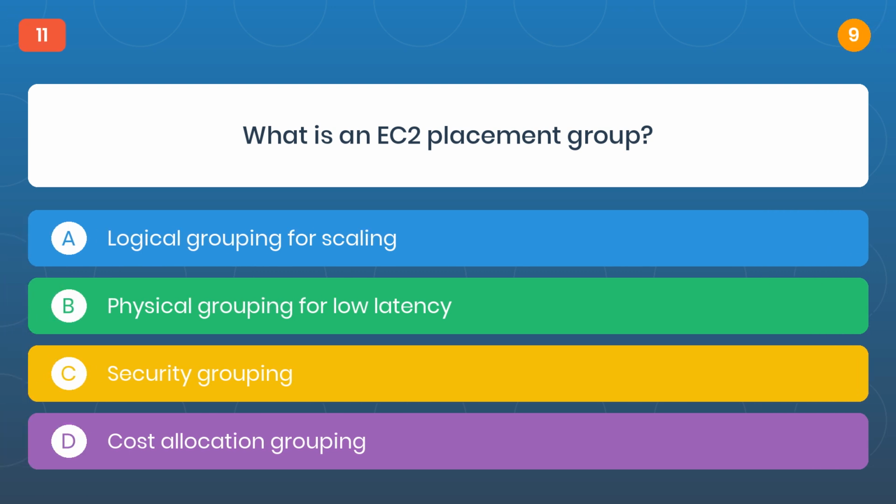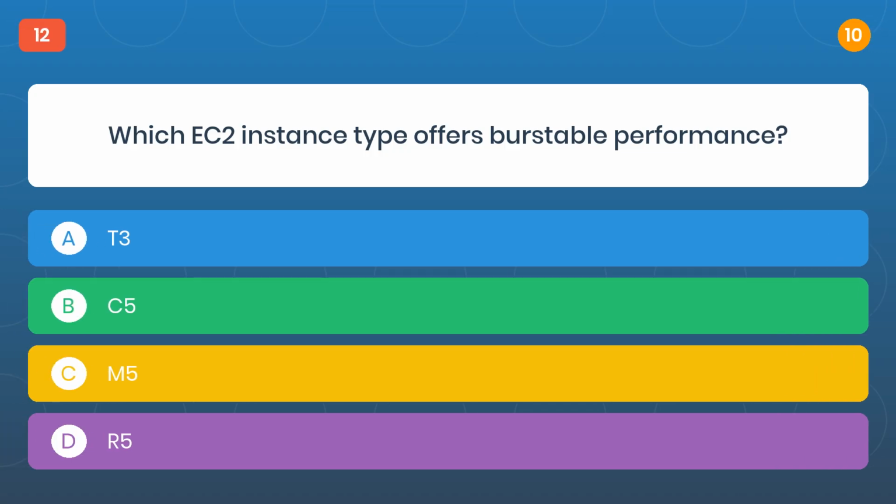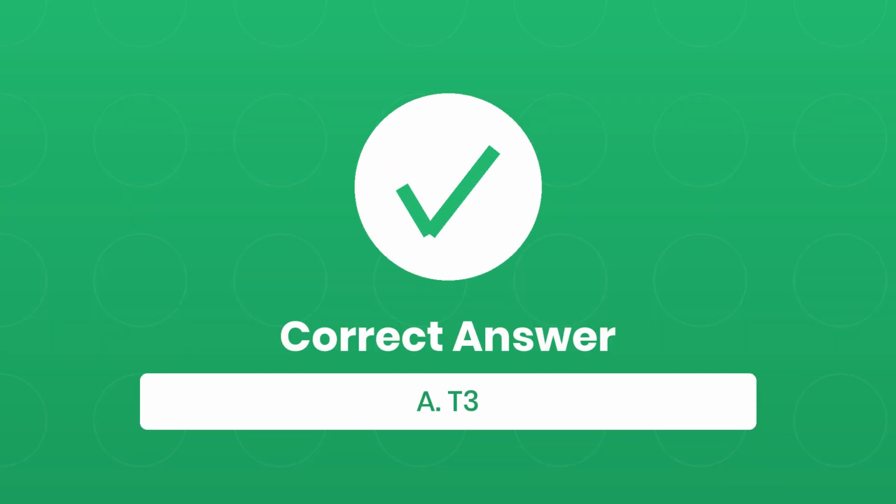Question 11. What is an EC2 placement group? The correct answer is B. Physical grouping for low latency. Question 12. Which EC2 instance type offers burstable performance? The correct answer is A. T3.